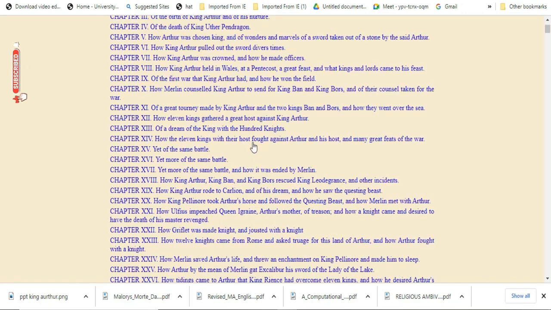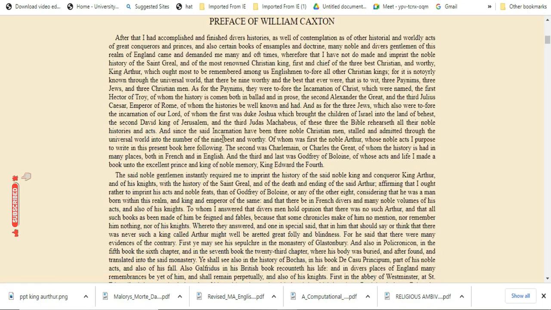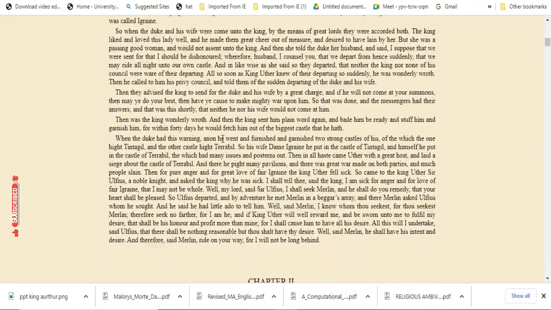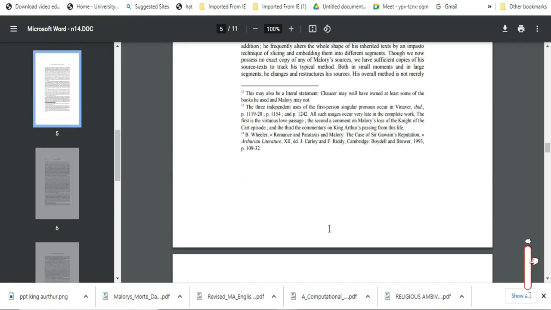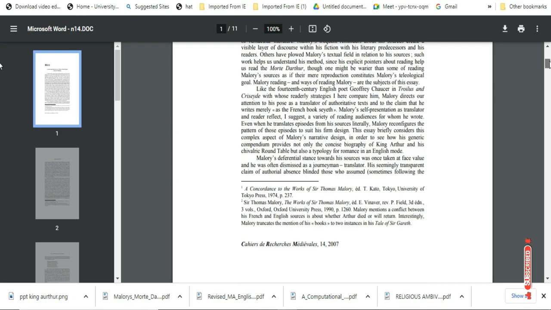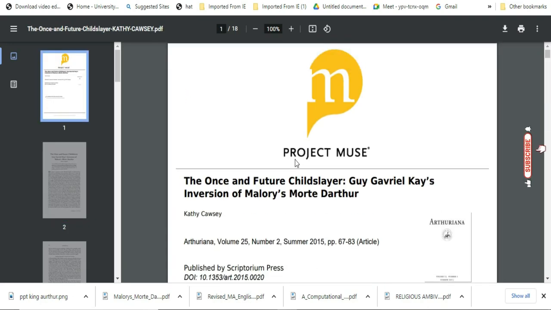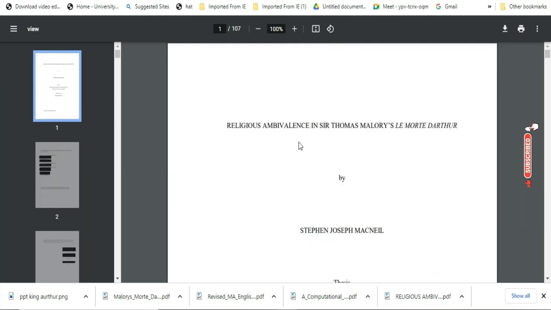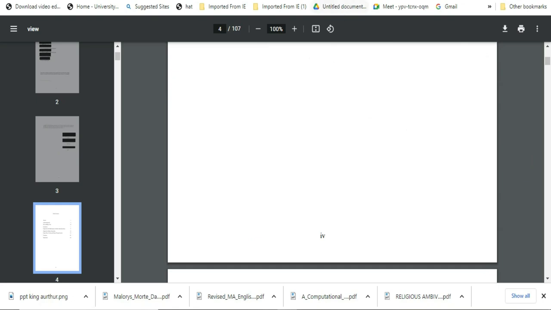So here also we can directly go to the chapters and the preface of William Caxton. Here you can go straightforward. I'll try to give you brief notes at least, so we can understand what is there. And this is what I downloaded. These are the things which, just for the sake of understanding, I'm trying to give you, right? So you just get it and have a view, and then I'll give you at least sufficient material which you can prepare for your exam.